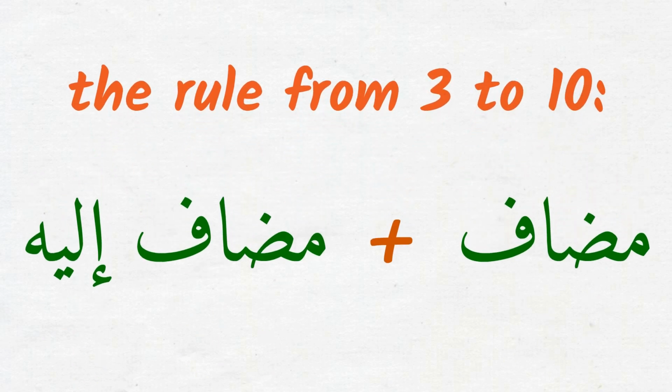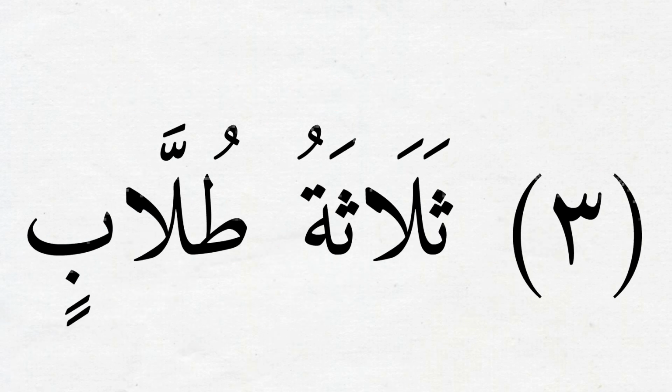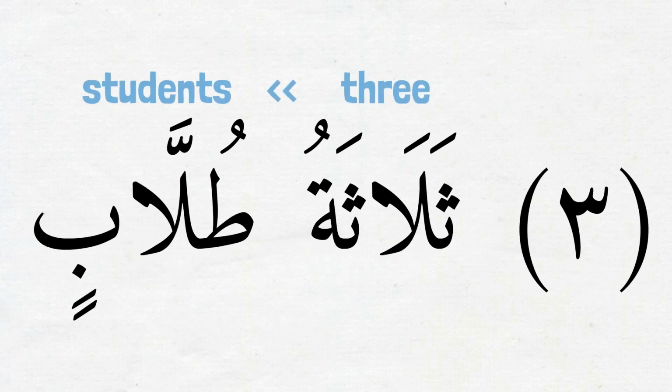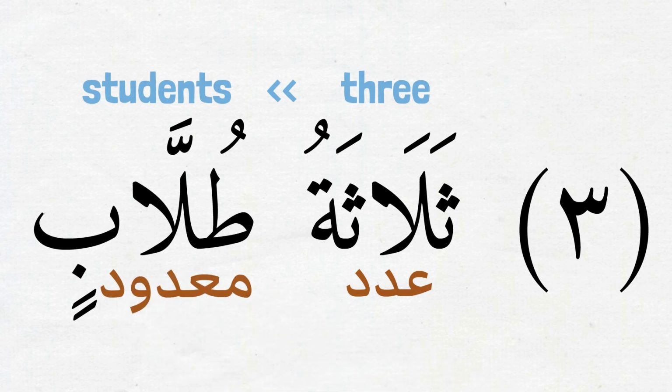From 3 to 10, the عدد and معدود pair is no longer NAAT or MAN'UWT. Instead, they are constructed as مضاف and مضاف إليه. For example, 3 students in Arabic will be ثلاثة طلاب. What do you think is the عدد here? The عدد, the number, is ثلاثة. ثلاثة means 3. And the معدود is طلاب.